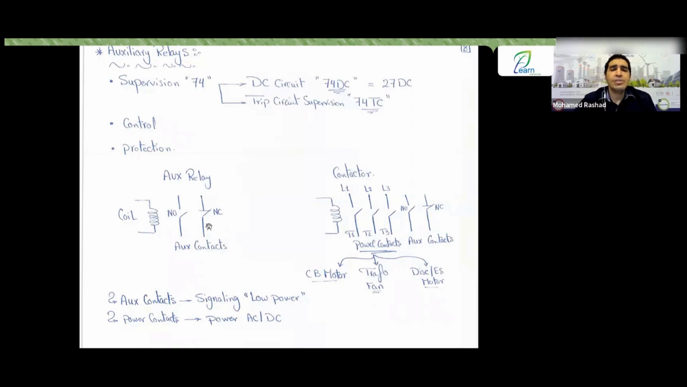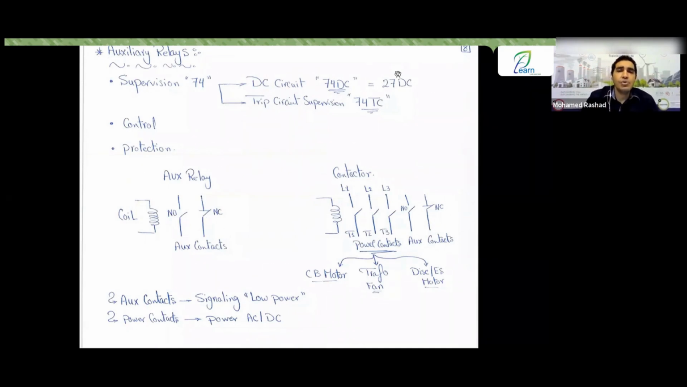Some of these contacts are called normally open, and some are called normally closed. The term normally open means its default state is open, and normally closed means its default state is closed. So when is its default state open, and when is its default state closed? As long as this coil is not working. What does not working mean? Let's understand what not working means.